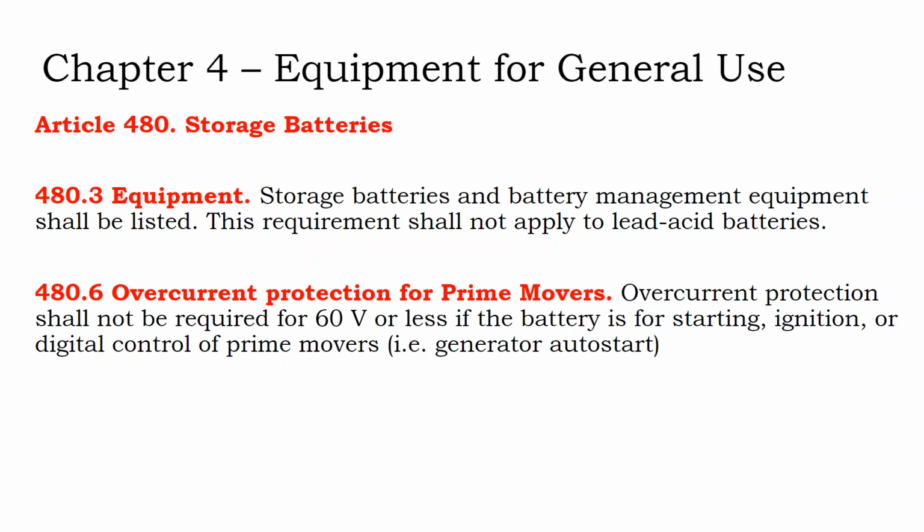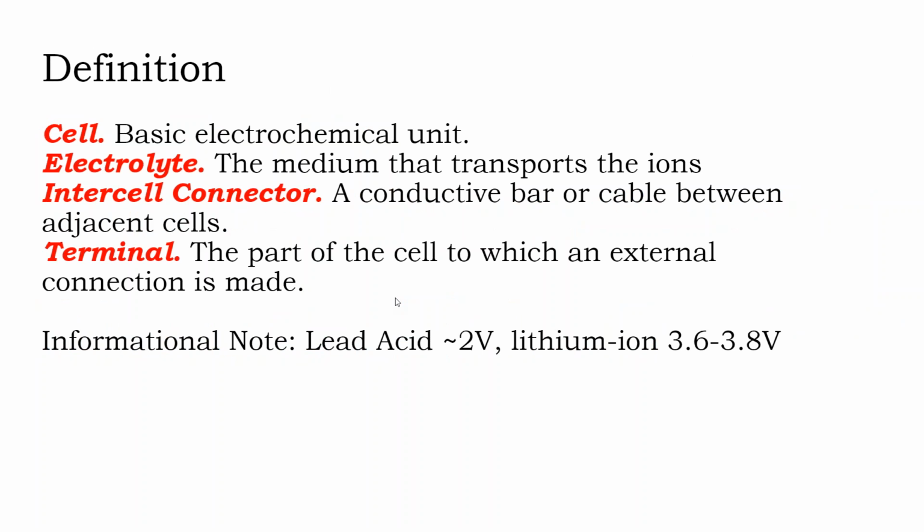So overcurrent protection for prime movers. So these are starting circuits, electronic starts. It says if your electronic start is 60 volts or less, it doesn't need overcurrent protection because it's not that substantial of a circuit.